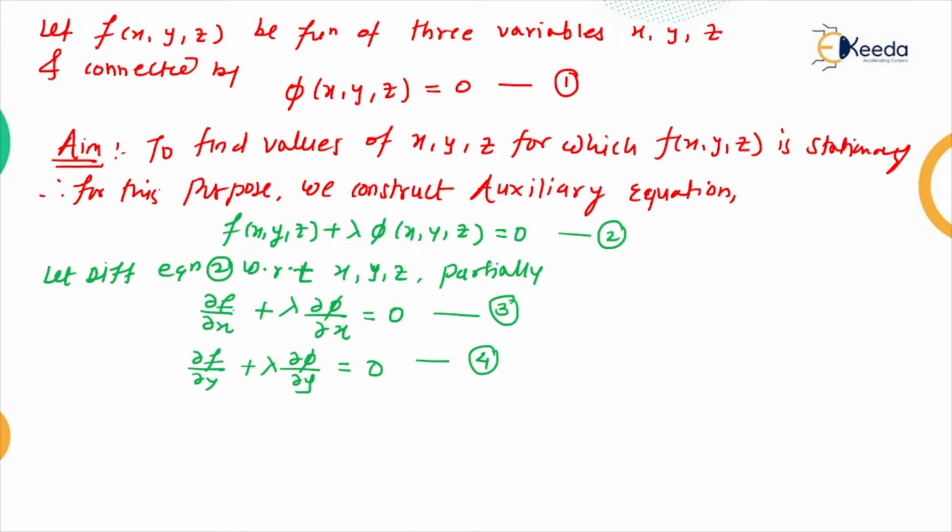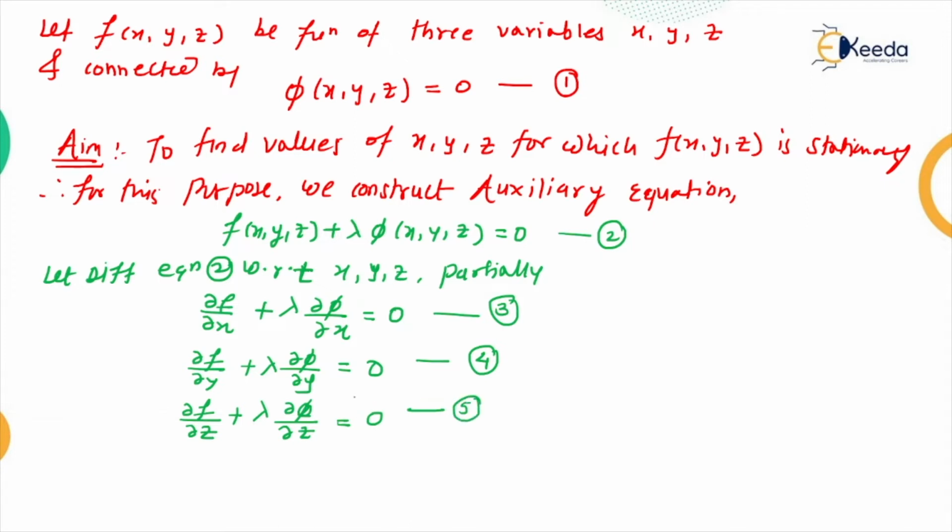Also, if we differentiate with respect to z, we get the third equation: ∂f/∂z + λ ∂φ/∂z = 0. For ready reference, we write this as equation number 5.